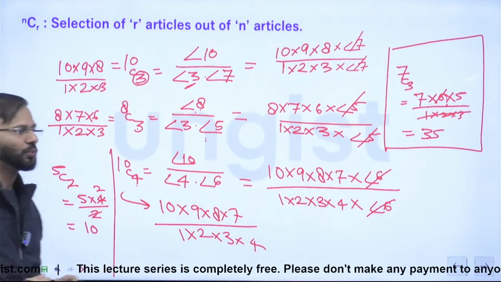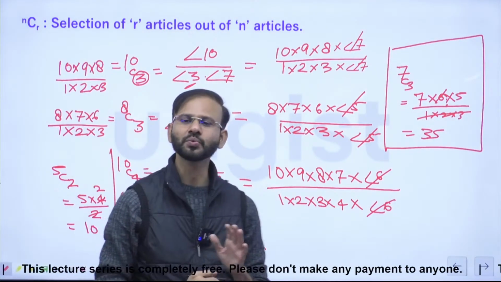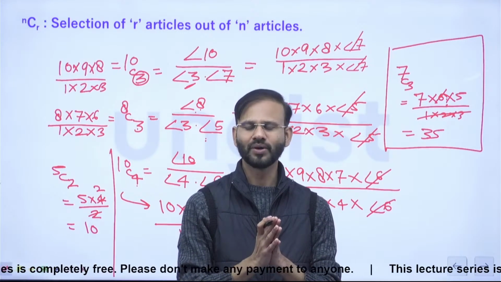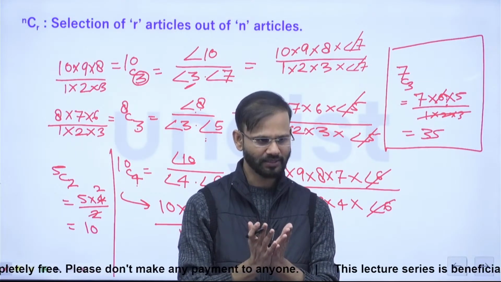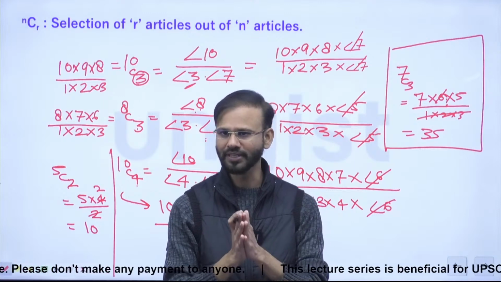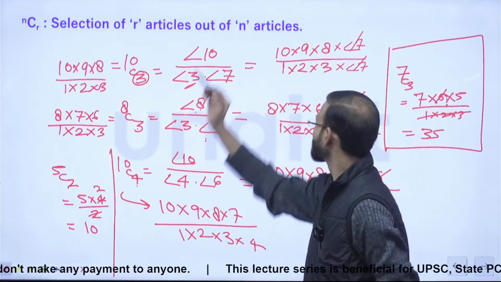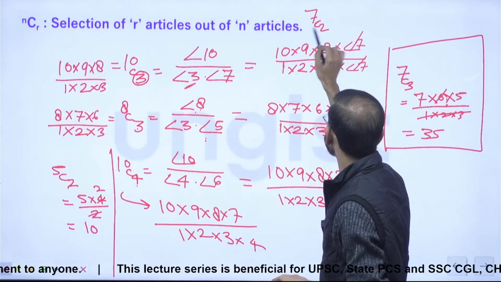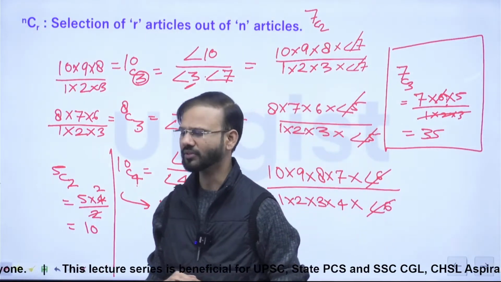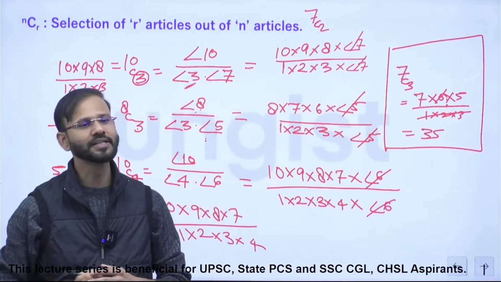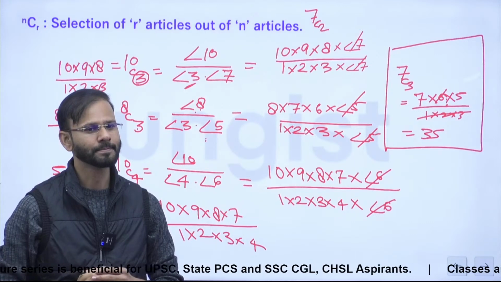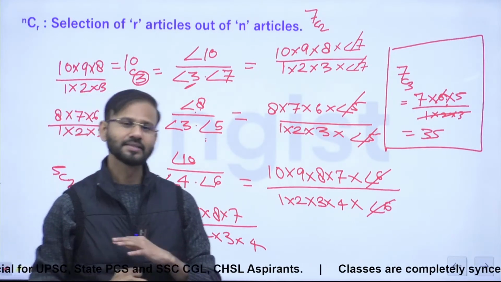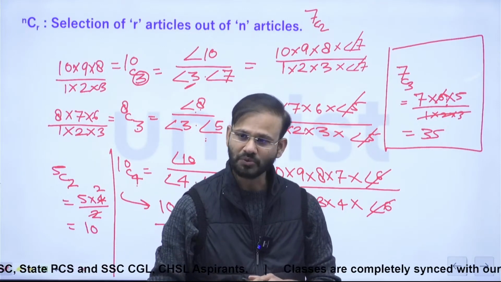Everyone, now please tell me the value of 6C2. 6 into 5 by 2. What is the answer? 15. 6 into 5 divided by 2, it is 15. Okay, good. Guys, what is 7C2? 21. Very good. What is 10C2? 45. Very good. Guys, what is NC2?